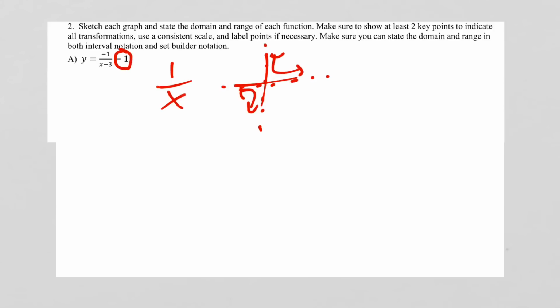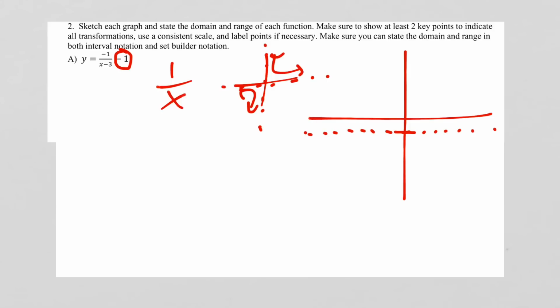So what does that minus 1 do? That minus 1 is shifting everything down. So if I'm drawing my axes, instead of my horizontal asymptote being at 0, it is now shifted down 1. So I'm going to draw that in.